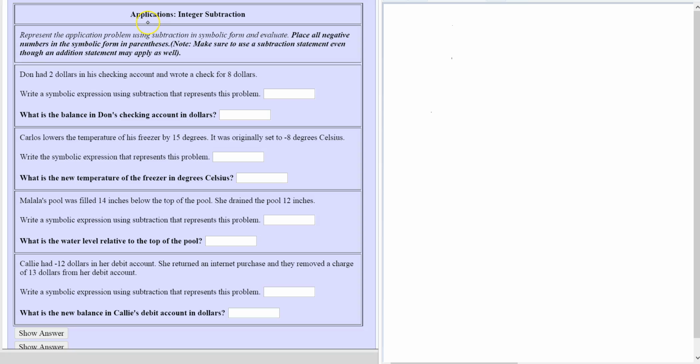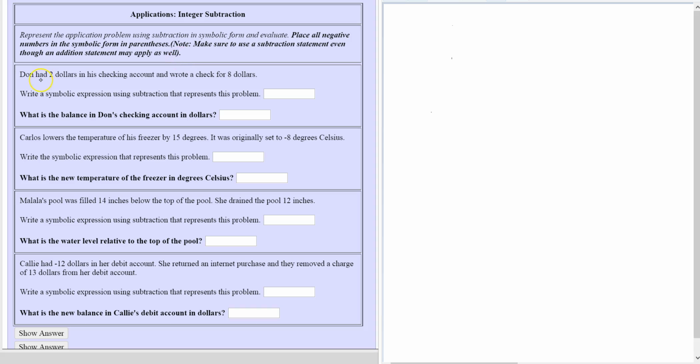In this homework example, we're going to look at applications of integer subtraction. Let's read the instructions. Represent the application problem using subtraction in symbolic form and evaluate. Place all negative numbers in the symbolic form in parentheses. Then there's another note. Make sure you use a subtraction statement even though an addition statement may apply as well.